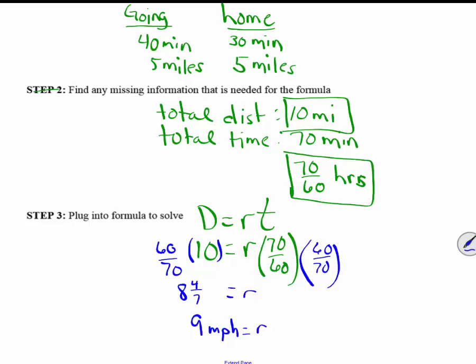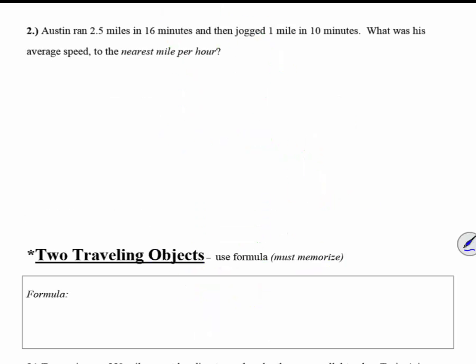All right, so a lot of reading and making sure that you are looking carefully. Okay, next one. Austin ran 2.5 miles in 16 minutes and then jogged 1 mile in 10 minutes. What was his average speed? Again, nearest mile per hour. So my total distance is my 2.5 plus my 1, so 3.5 miles.